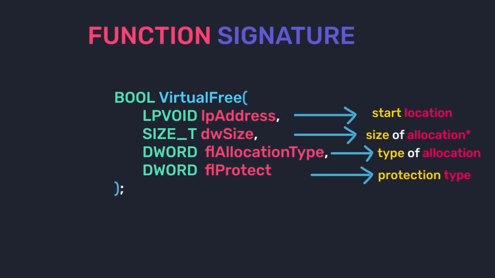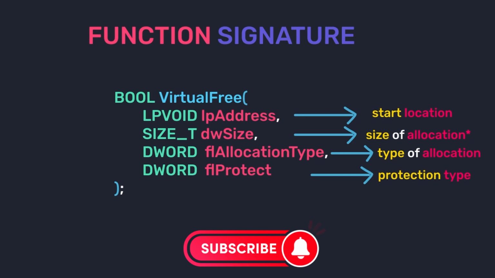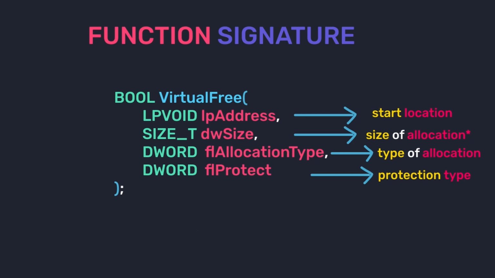Another function that's going to be useful to you is VirtualFree. This function allows you to free allocated pages just as you free memory allocated by malloc. The arguments to this function are pretty similar. The first argument allows you to specify the location of the page you want to free. The second argument allows you to specify the size of the page. The third allows you to specify the type of allocation. And the last allows you to specify the protection of the allocation.